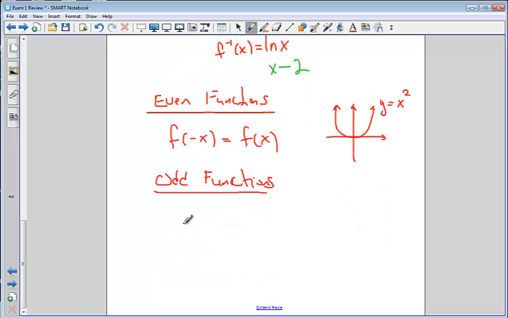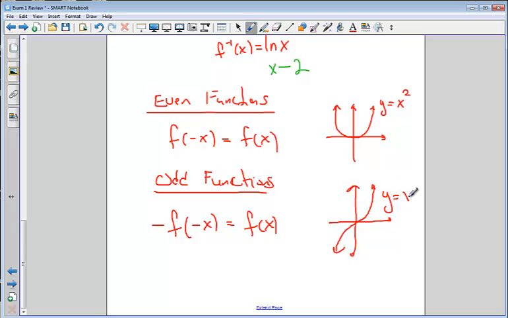For an odd function, you have a similar idea. You have f of negative x, but instead of positive, you put a negative sign here, and this is equal to f of x. And so instead of a goalpost, you have one going one way and the other going the opposite way. So this is y equals x cubed, which is a standard example of an odd function.